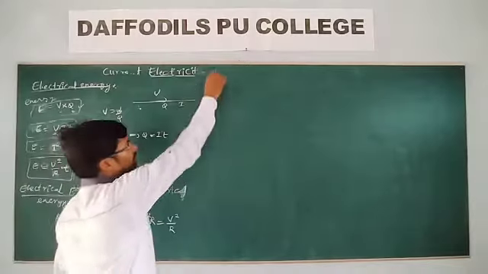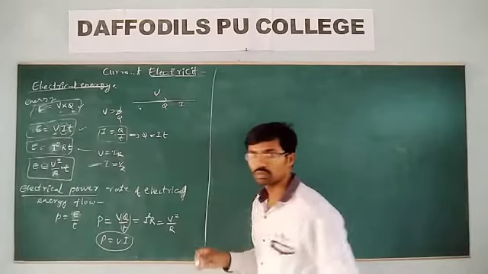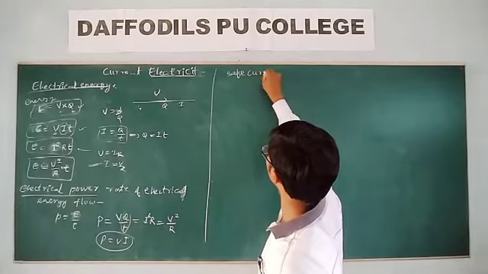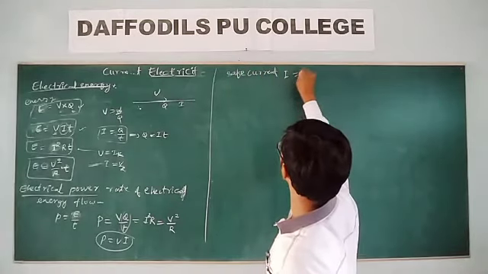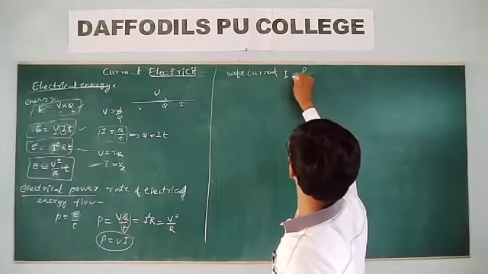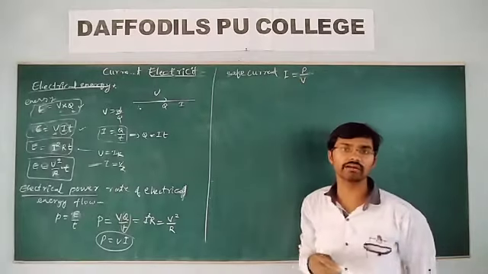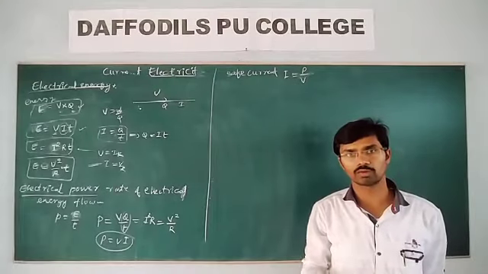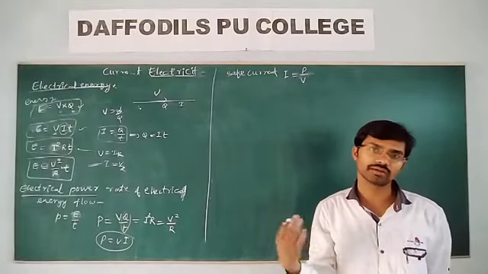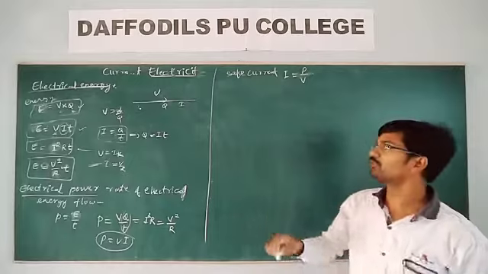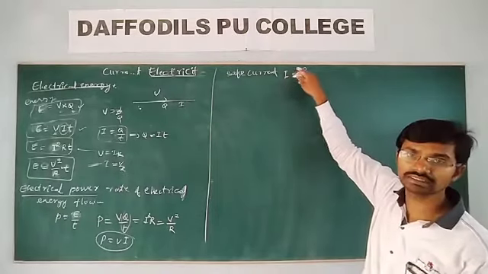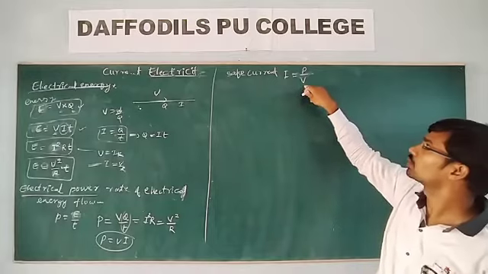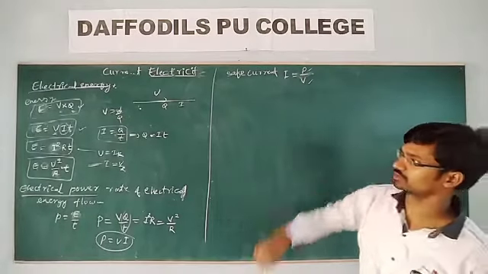Then what will be the safe current for a wire? Safe current I is equal to power by voltage. For every appliance, such as a bulb or a water immersion heater, we have a rated power and rated voltage, and the safe current is given by the rated power by the rated voltage.